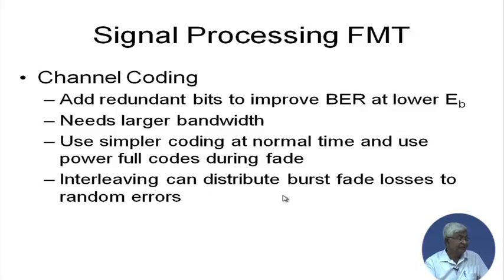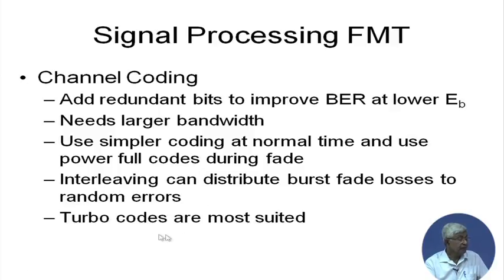Interleaving can be used to distribute the burst fade due to loss. Say a short fade is there; normally these error control techniques cannot take care of the burst error, they can take care of the random error. To distribute that burst error into random error, you can use the technique called interleaving, and turbo codes are most suited. People use LDPC coding also.